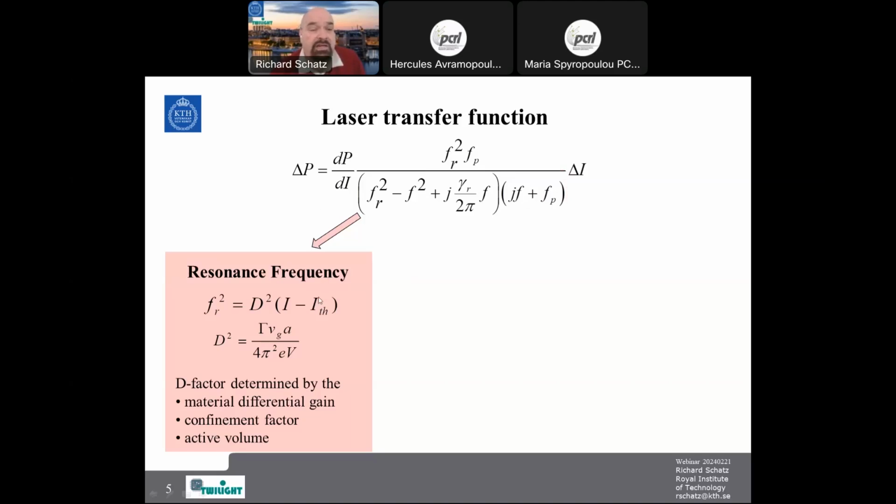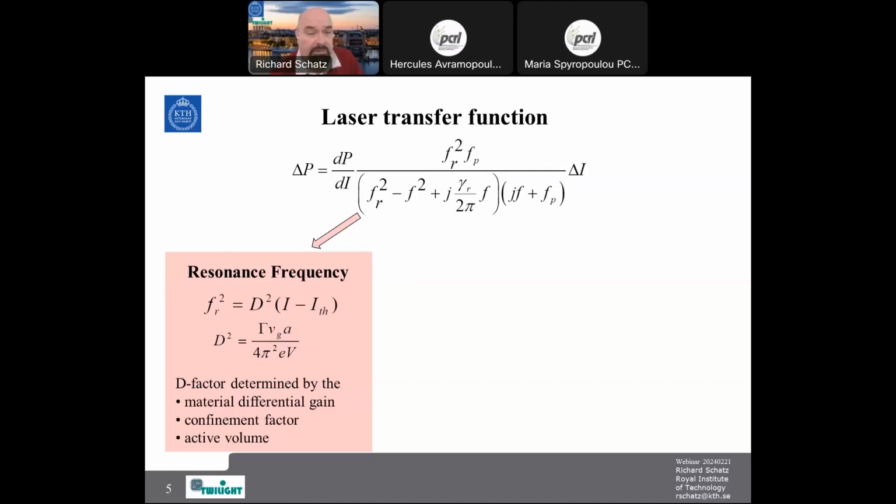The resonance frequency squared increases approximately linearly with the current above threshold. And this D factor depends on the differential gain, which is represented here by this little a. That's the differential gain per square meter, in fact. The D factor is determined by a material differential gain.